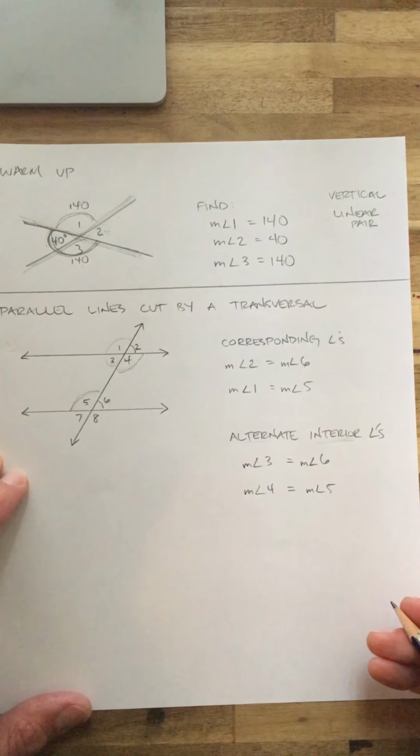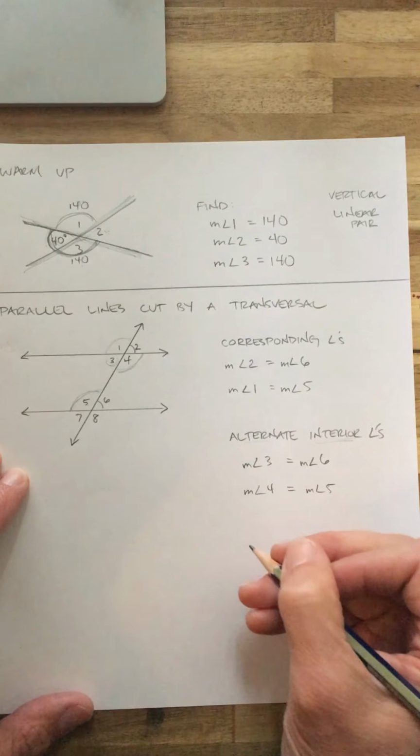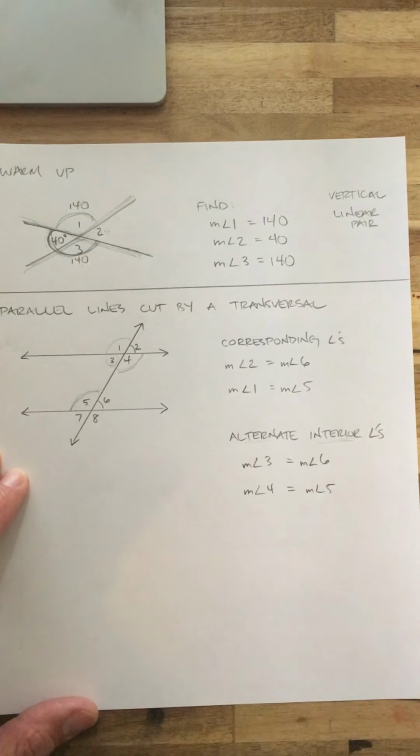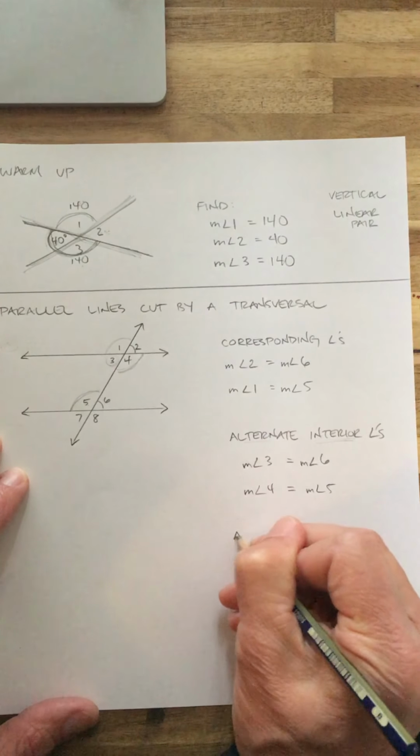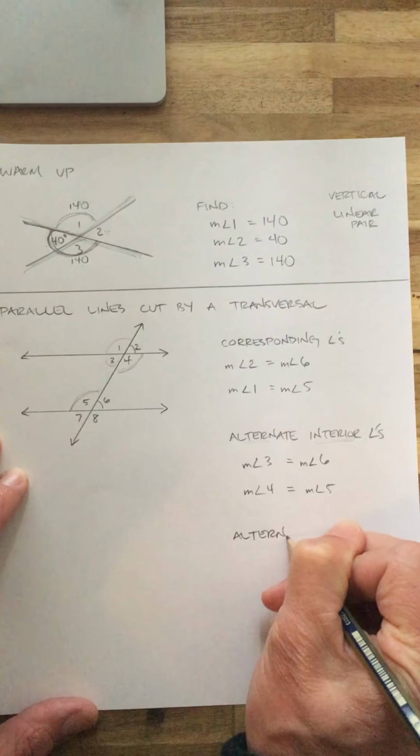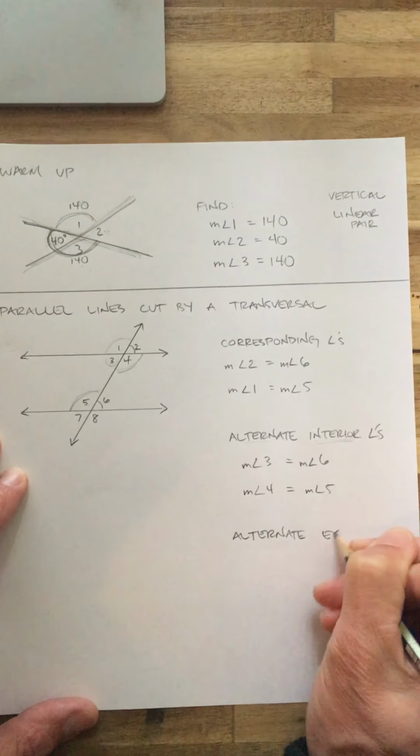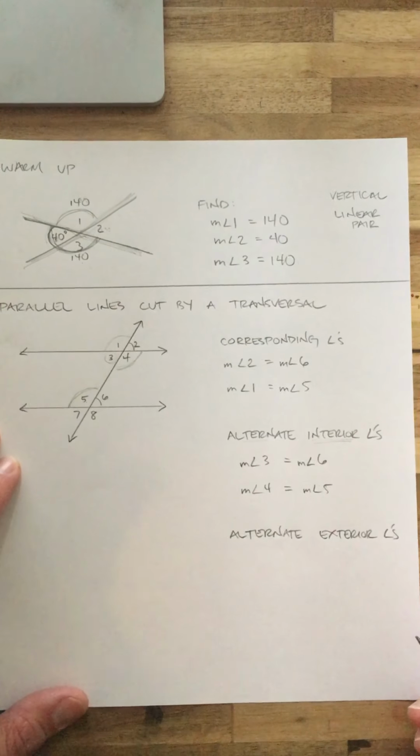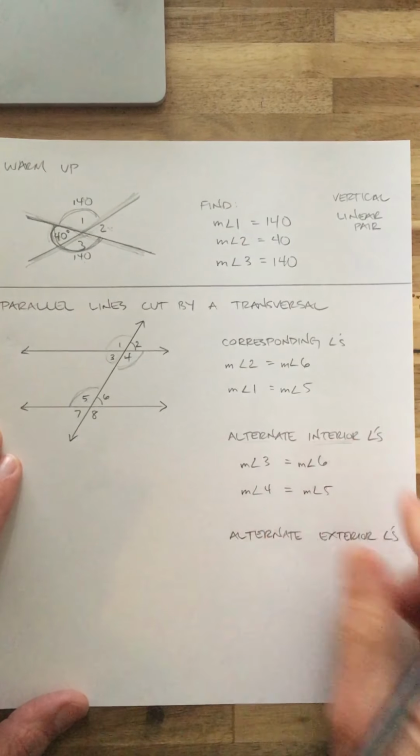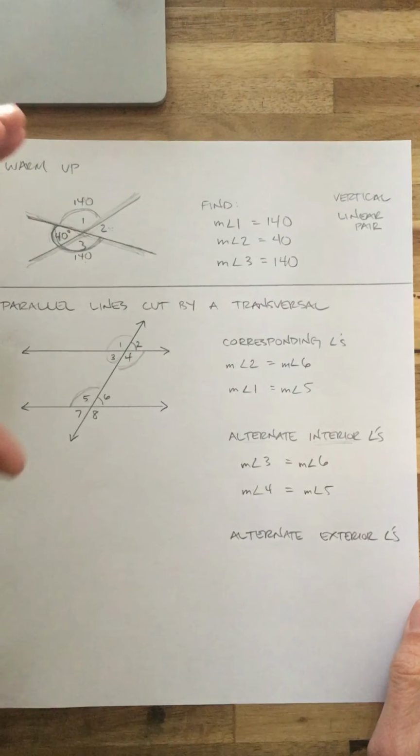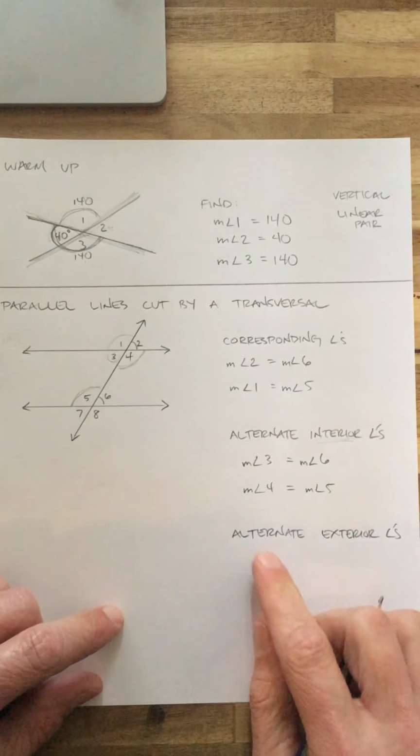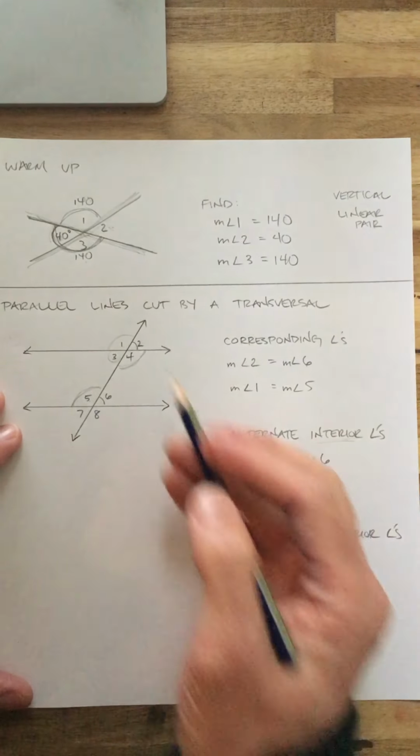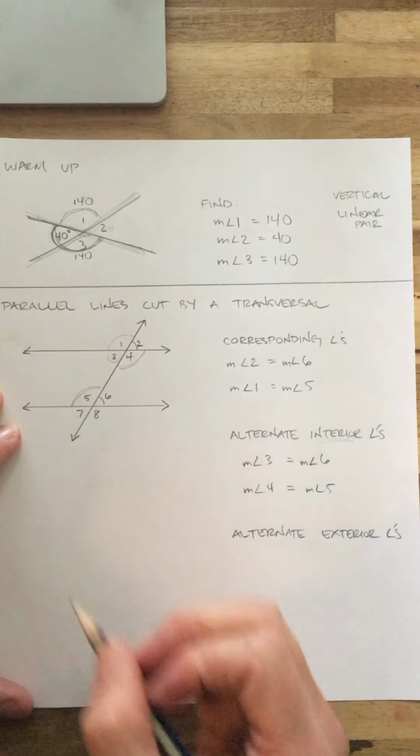All right, let's skip same side interior angles really quick. Let's go to alternate exterior angles, okay? All right, alternate exterior angles, all right? Well, what do you think that means? Well, if alternate interior angles were angles that are on the interior of the parallel lines, well, then alternate exterior angles would be angles that are on the exterior of the parallel lines. So we're talking about angles 1 and 2 and 7 and 8.